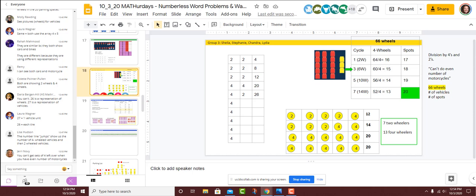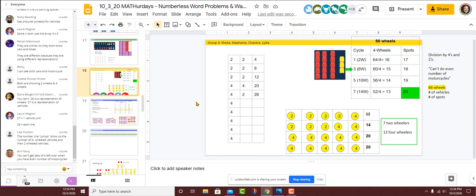And Naomi, if you do want to turn on your microphone, we'd love to hear from you. Take your time, though. I was thinking similar to what you just talked about, that the cars is going to be even, and whatever is left over is going to be an even amount, because 66 is even minus an even number is going to leave an even number. And then whatever is left over, you have to divide in half. And anytime you divide an even number in half, you're going to get an odd number.